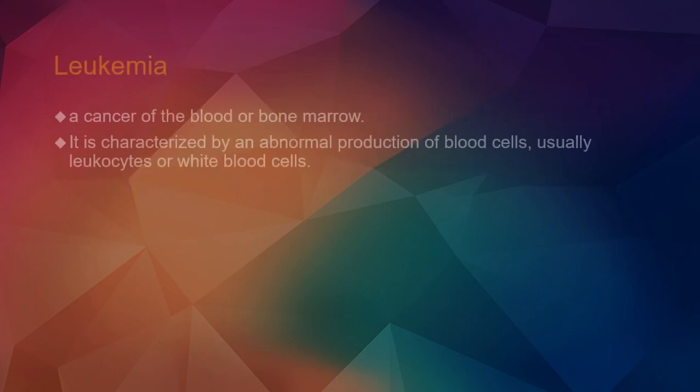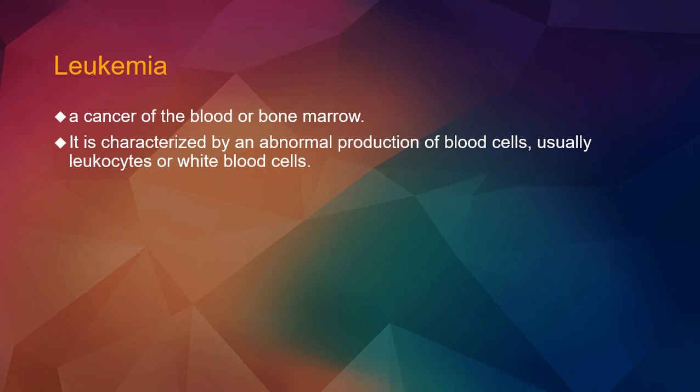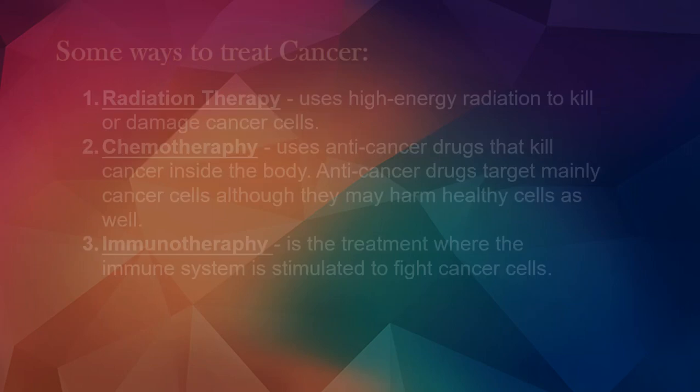Okay pa? So next, leukemia. Okay, so leukemia, do you know leukemia? It's the cancer of the blood or bone marrow. Because the bone marrow is where blood is produced. Okay po, it's characterized by an abnormal production of blood cells, usually leukocytes. Leukocytes is a synonym of white blood cells. Okay? Abnormal production. When we speak of abnormal, it can either be too little, too much, or uncontrolled production. Okay po? Leukemia. Okay? Cancer of the blood.